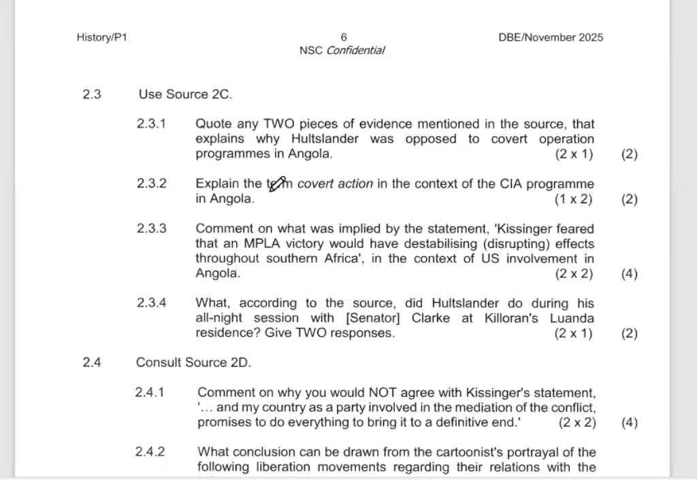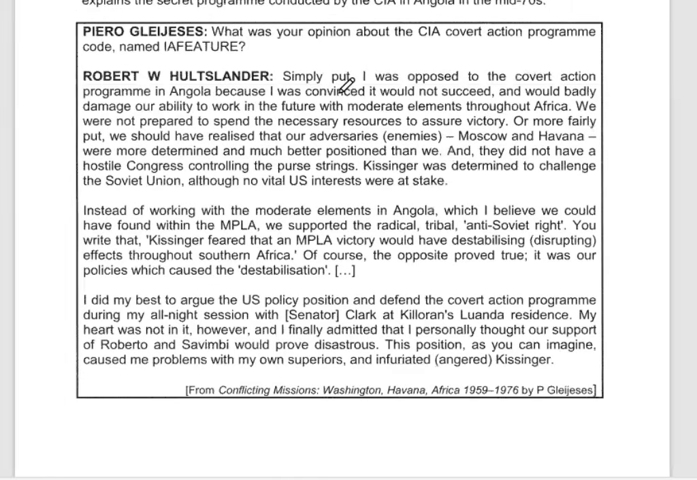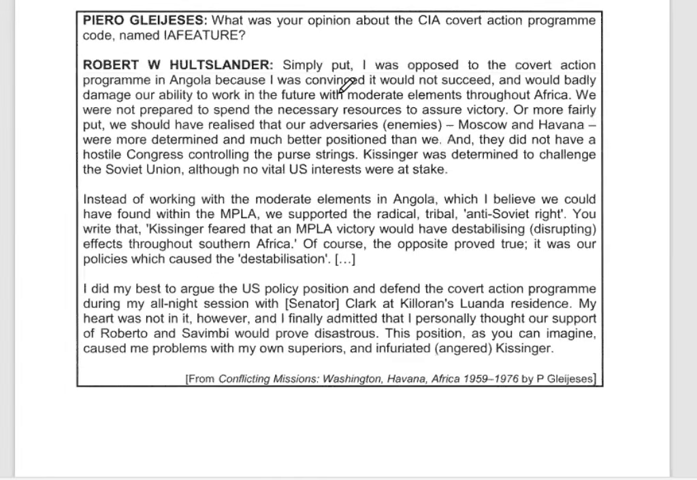Quote two pieces of evidence mentioned in the source that explain why Wuslander was opposed to covert operation programs in Angola. It's a quote question. We're supposed to pick from the source. Why was he opposing covert involvement in Angola? He wanted an open involvement in Angolan politics. If you check that source, it says why he was opposing it.